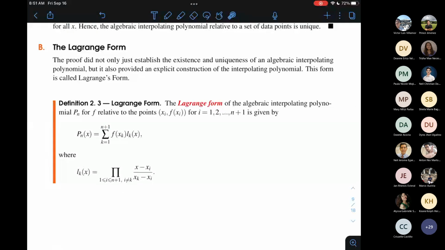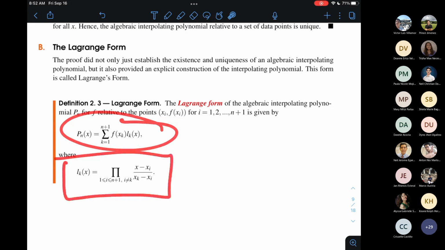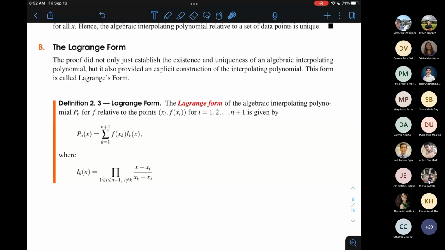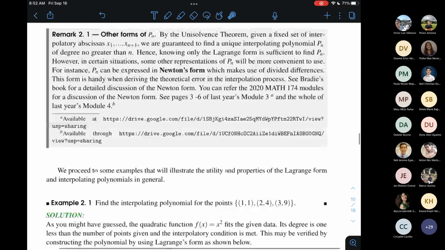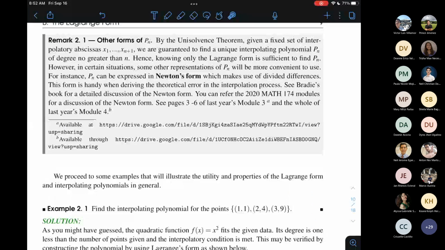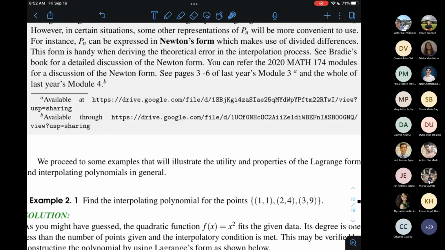Right? So the Lagrange form of the algebraic interpolating polynomial P sub n relative to n plus 1 given data points is given by this summation. And again, we'll see our Lagrange basis polynomials over here. So sana na envision nyo na kung paano ko gagawin yung program para dito sa Lagrange form. Right? Now, remark 2.1 is just saying other forms for P sub n and giving you some additional materials kung saan nyo makikita yung Newton's form. But we'll try to skip that, right? Okay. Let's just look at the examples right away.